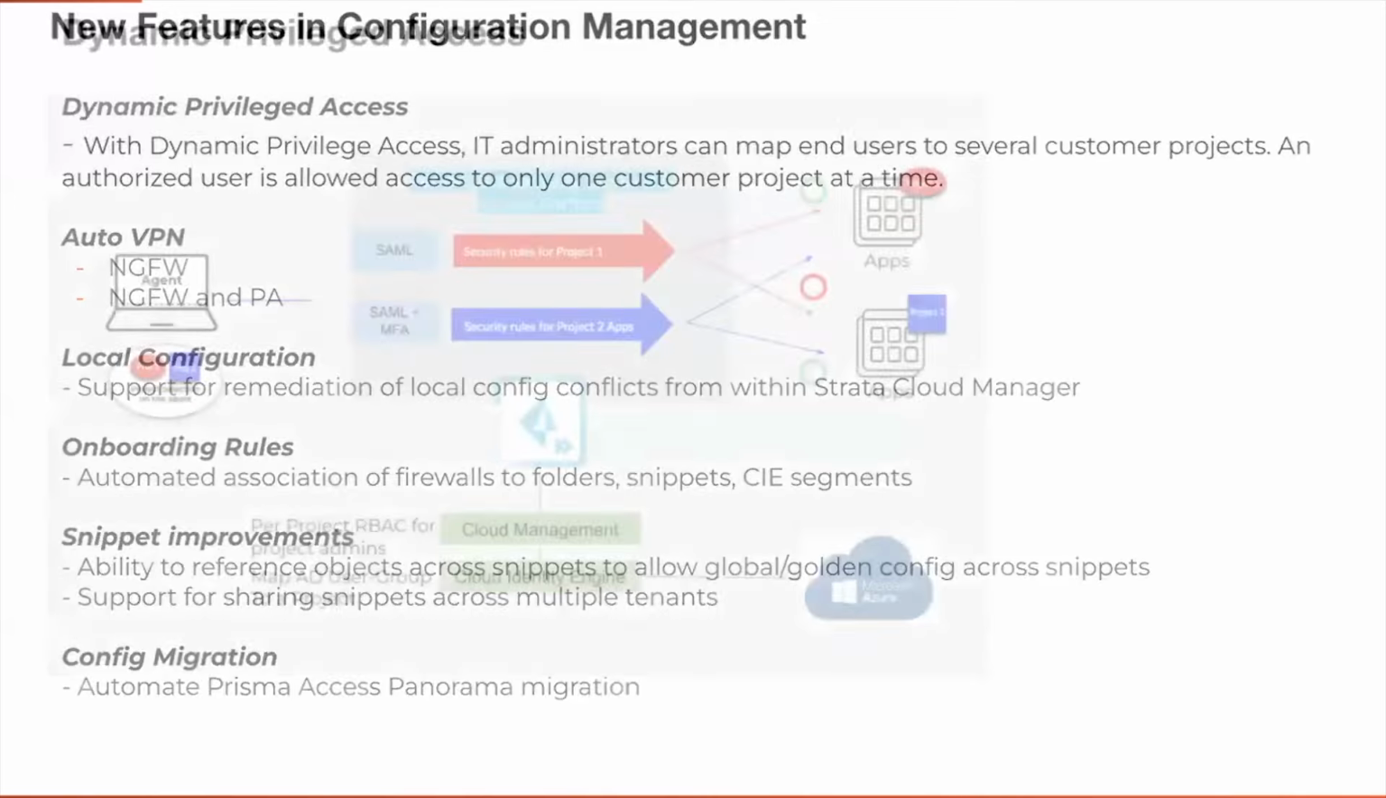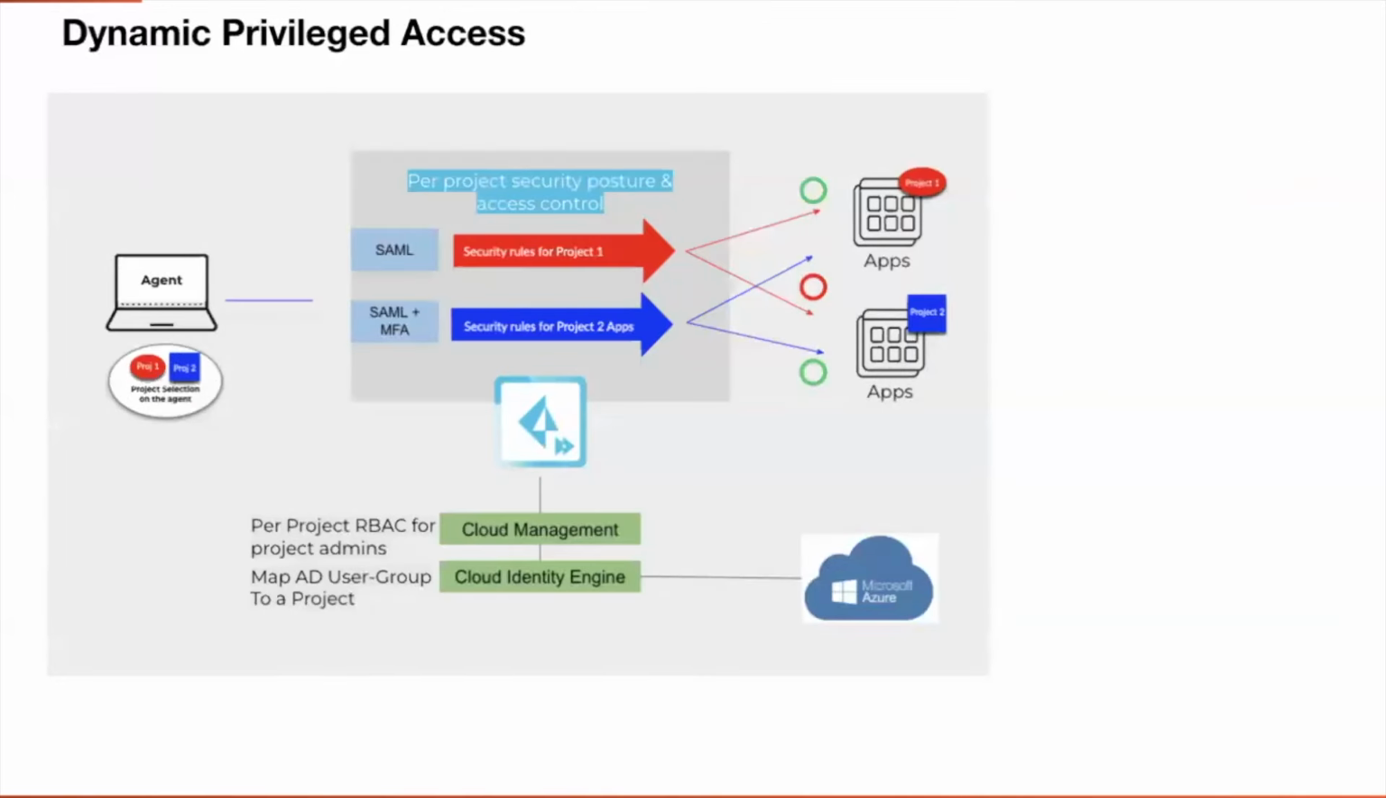The idea with dynamic privileged access is you have multiple consulting companies that have their customers. I'm just going to take the example of consulting company one, which has customer one and customer two. The employees of the consulting company have to connect to their customers' applications in order to access them.